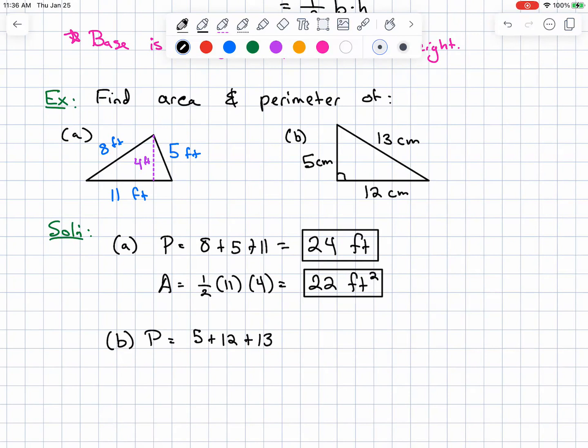So 5 plus 12, 17 plus 13 is 30, right? Yeah. So 30 centimeters. And then area. It's 1/2 the base times the height.